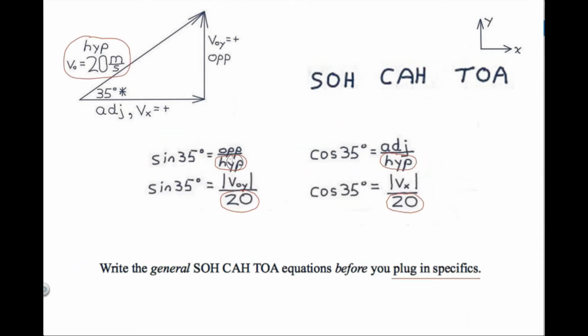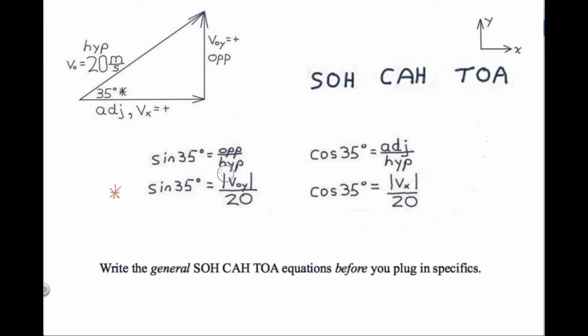The length of the hypotenuse represents the magnitude of the overall velocity vector at time 0, which we know is 20 meters per second. The length of the adjacent leg represents the magnitude of v sub x, which we can represent with the symbol v sub x written inside absolute value signs. The length of the opposite leg represents the magnitude of v sub 0y, which we can represent with the symbol v sub 0y written inside absolute value signs.